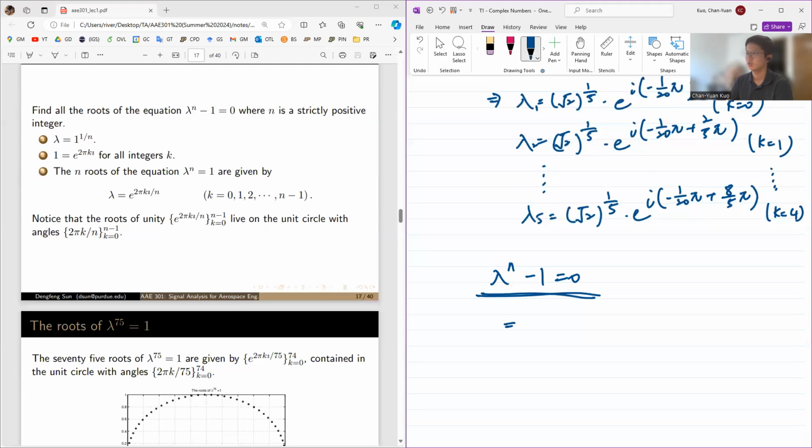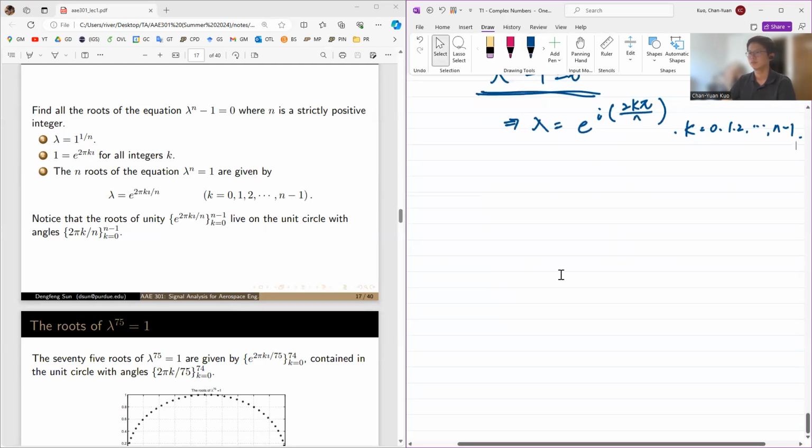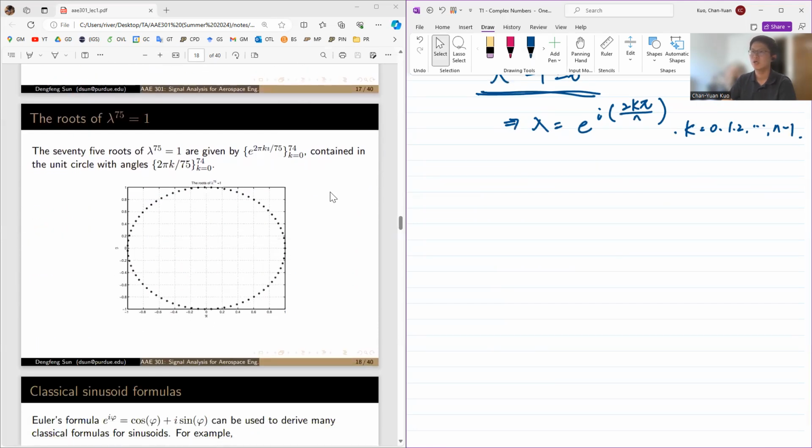And in the end, you will see that lambda will equal e to the power of i 2k pi over n. And k is going to be from 0, 1, 2, all the way to n. And here's an example for n equals 75. All the dots here on the complex plane are the roots of this polynomial. If you try to count them, you will see in the end there will be 75 roots in total.